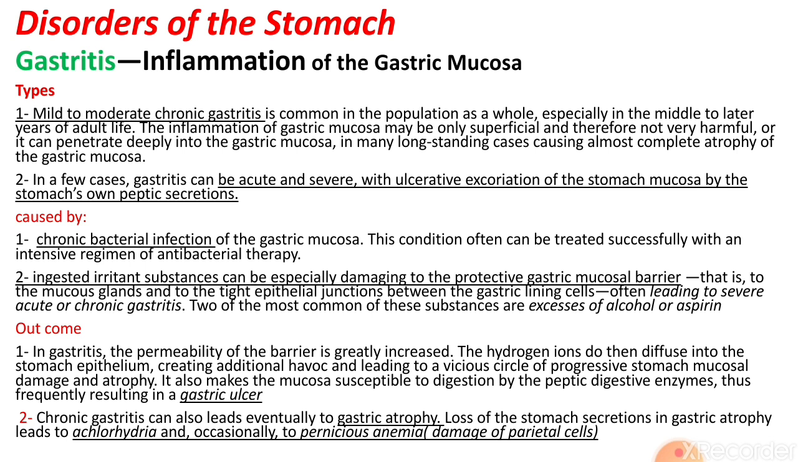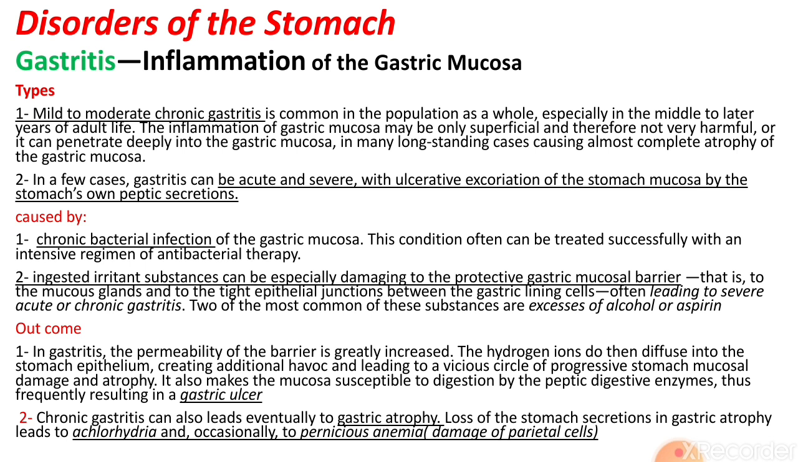The most common type is mild to moderate chronic gastritis, and this usually occurs in the middle or later years of life. The inflammation in this case is usually a superficial inflammation, and does not cause harm to the patient. But if the inflammation is not superficial, if it is a deep inflammation, it might cause damage to the gastric mucosa, and in long-standing cases it causes atrophy of the gastric mucosa.